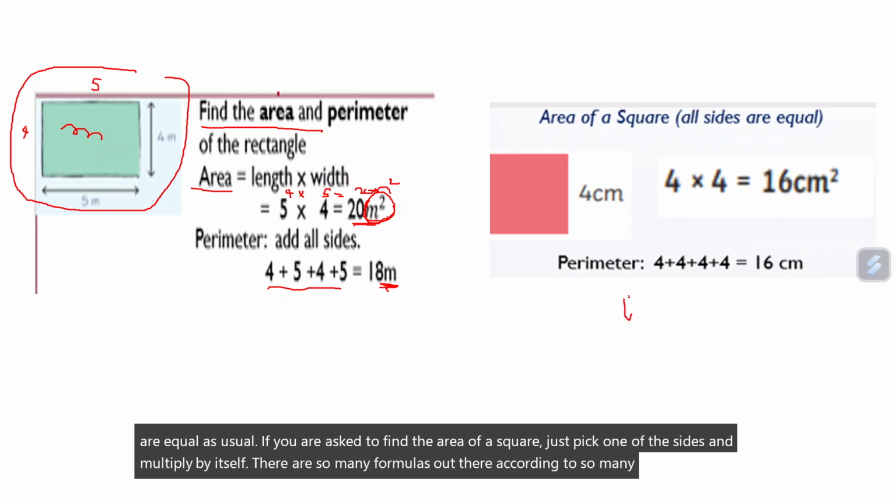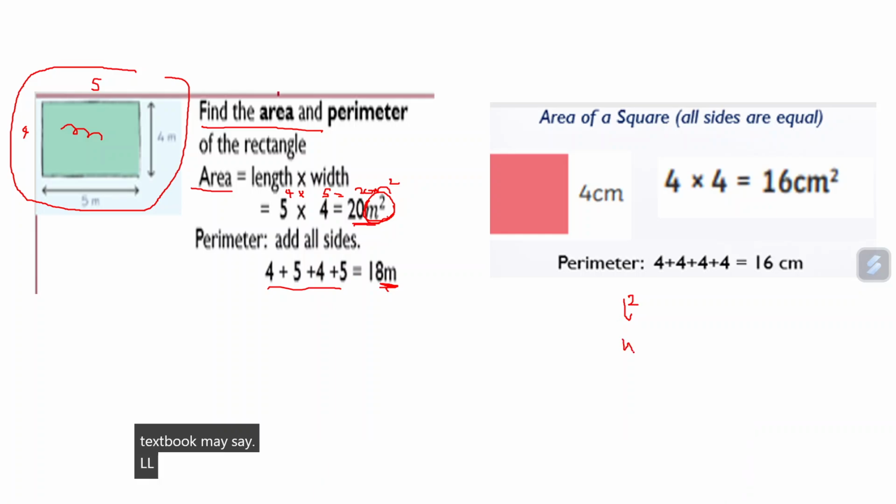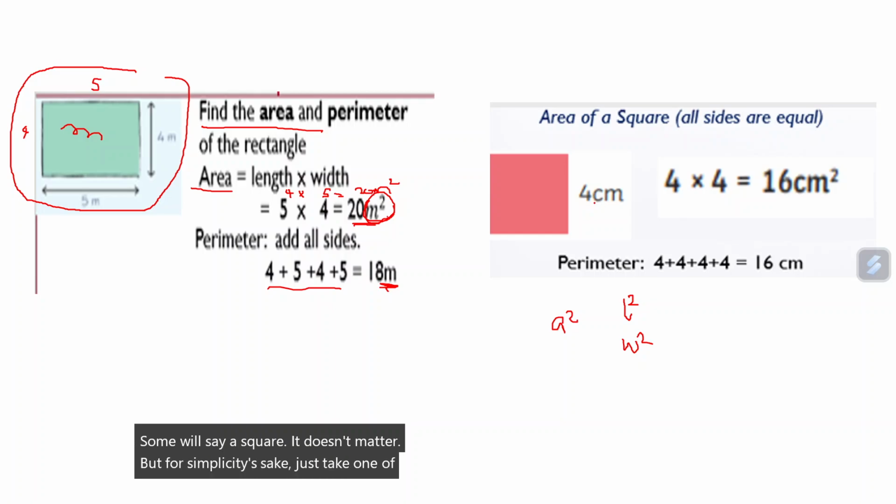Some textbooks may say L squared, W squared. Some will say A squared. It doesn't matter. But for simplicity's sake, just take one of the sides and multiply it by itself to get this. And remember your unit of measurement.